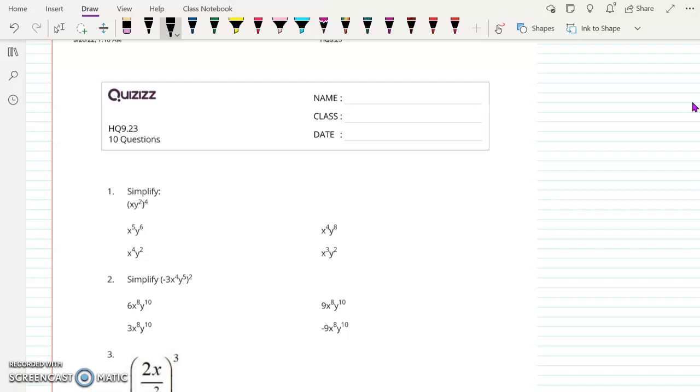Looking at number 1, I see that I have a product raised to a power. So what that means is that each thing inside the parentheses is going to get raised to the fourth power. So x to the first power gets raised to the fourth power, and y to the second gets raised to the fourth power. So our final answer would be, and then we need to multiply those powers just to review, x to the fourth, y to the eighth power.